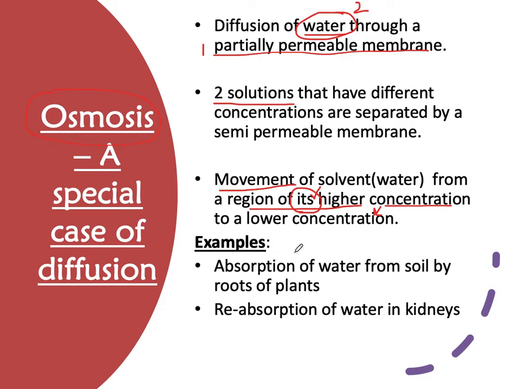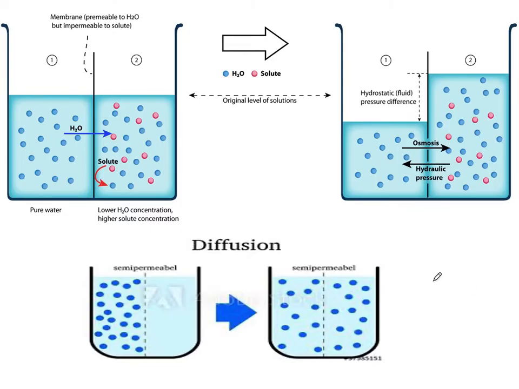Just look at certain examples. Examples are absorption of water from soil by roots of plants. This is one example of osmosis. Second example can be reabsorption of water in kidneys. Alright. Now let us see the difference between diffusion and osmosis. Alright. This is diffusion. We can see if there is a semi-permeable membrane, because we are talking about all kinds of movement across the cell. So we are going to keep in consideration that the semi-permeable membrane or cell membrane is always going to be there.